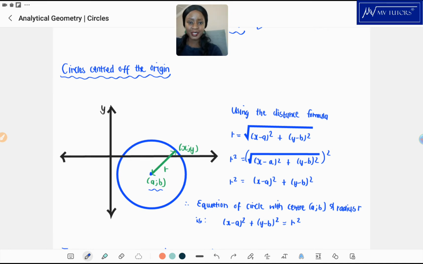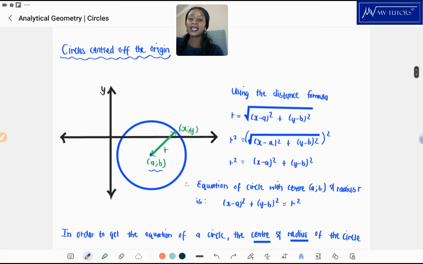We're still going to use the distance formula. We know that the x coordinate of the center would be A, and the y coordinate of the center is B. Then our point there, we have x and y. We're still going to go ahead and use the distance formula. Once you're done with it, the equation of a circle with center (A, B) and radius r would be (x minus a) squared plus (y minus b) squared is equal to r squared.